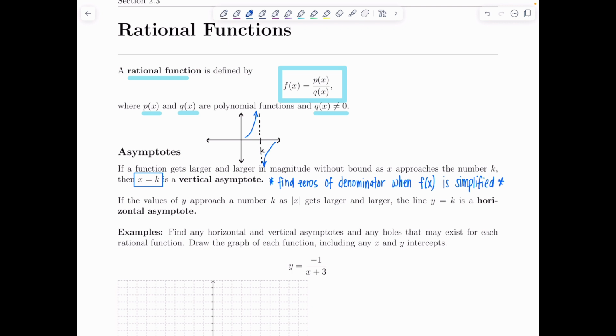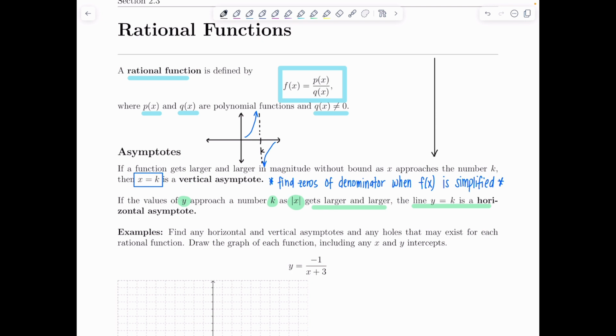Okay, then I said we may at times also have a horizontal asymptote. If the values of y, your function, f of x, approach some number k, as the absolute value of x gets large, meaning x could get big in the positive direction or x could get big in the negative direction, it just gets larger and larger. If the values of y level off or they approach some number k, then that line y equals k is a horizontal asymptote.